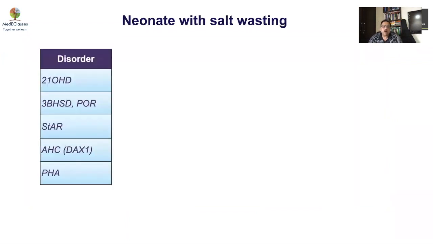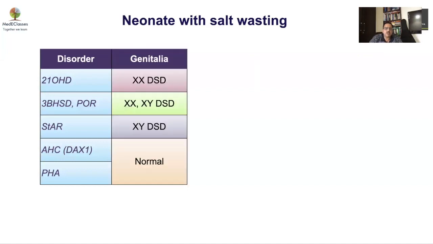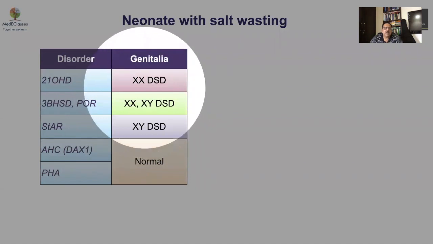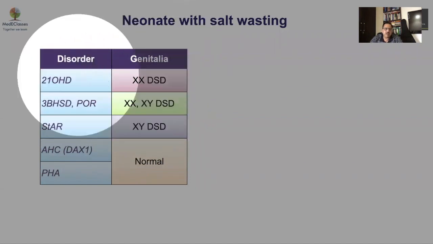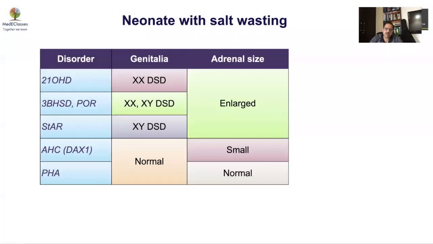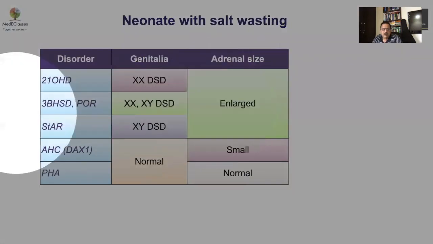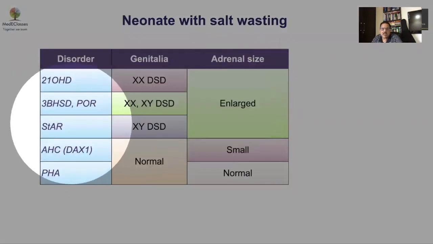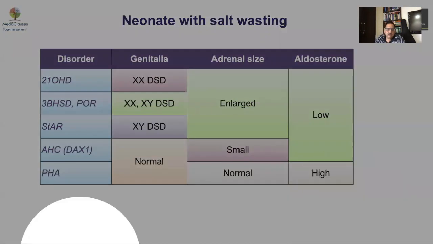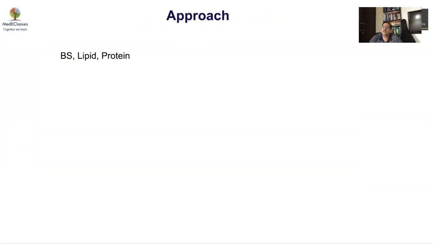Now, very importantly, a neonate with salt wasting would be another situation that you will think of. In that setting, you will look at the genitalia. If there is a DSD in a girl, XX DSD, it is either 21-hydroxylase or 3-beta-HSD. If it's XY DSD, it's a StAR defect. Look at adrenal size. If the adrenal is small in a male, you're dealing with congenital adrenal hyperplasia. Look at the aldosterone level. If the aldosterone is high, it is pseudohypoaldosteronism in this situation.